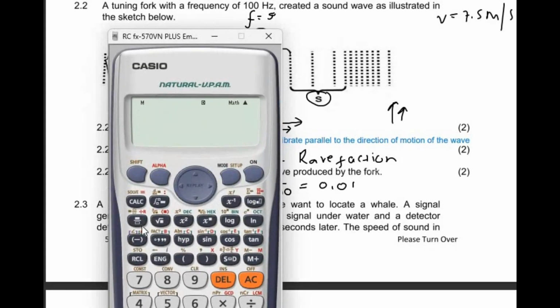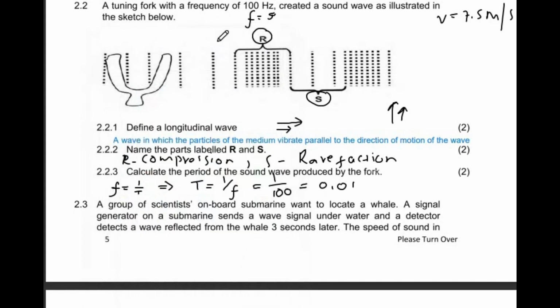So we have 1 divided by 100. So that is 0.01. So 0.01 seconds. So it means the time it takes to complete one full wave or full wave pulse is 0.01 seconds. It's very fast.